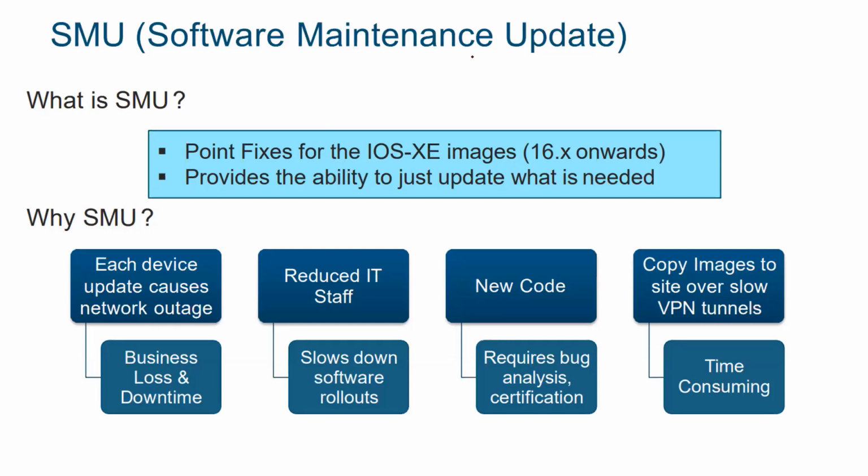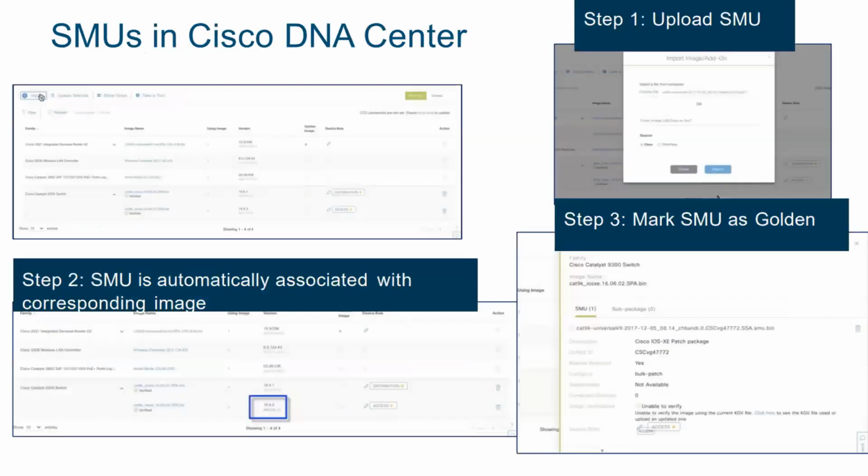I can still apply the SMU automatically using DNA. This is an example here. Once you get the SMU from Cisco, you upload it to DNA. Once you import it here, DNA will map it to the relevant image. You don't have to do that manually. Now you see here 16.6.2 is mapped to it, and say we have one add-on, and that will now be marked as golden SMU, and it will be applied automatically to the devices.